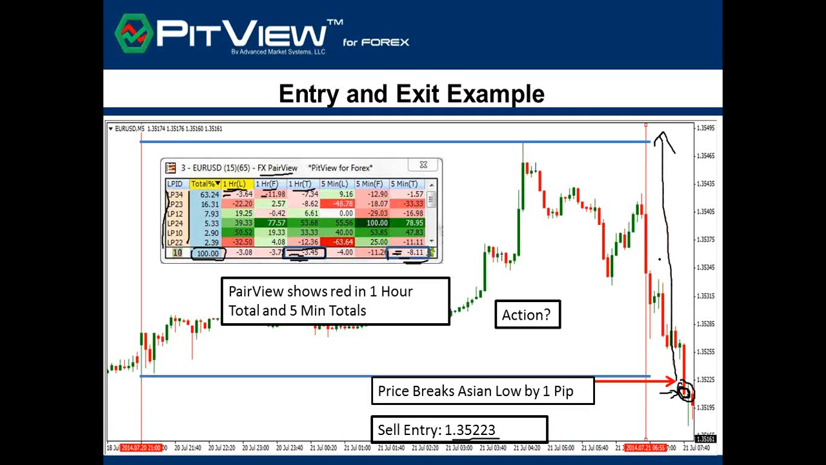If it's showing the alternate or the opposite imbalance on PairView that goes against my trading signal. And that's the only problem with a strategy like this: just like any strategy, you have the risk of being stopped out.